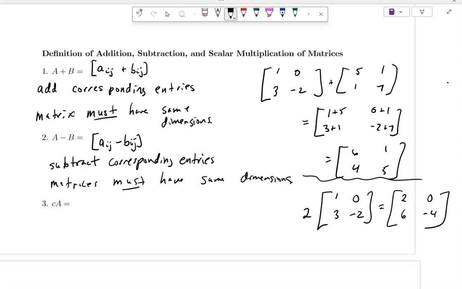Okay? So the notation again would just take that C times A sub ij. So you just multiply each entry by that C, by that constant. Okay. And that's exactly what we do.